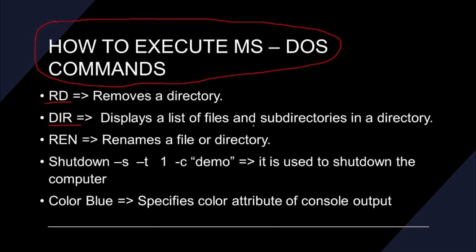So the next thing we'll be looking at is ren. As we said, the dir is used to display a list of files and subdirectories in a directory, which we've already done. When you type dir, it displays the contents of the pen drive. The next thing we'll be looking at is ren. We said it is used to rename a file or a directory. So that's the next thing we'll be looking at.